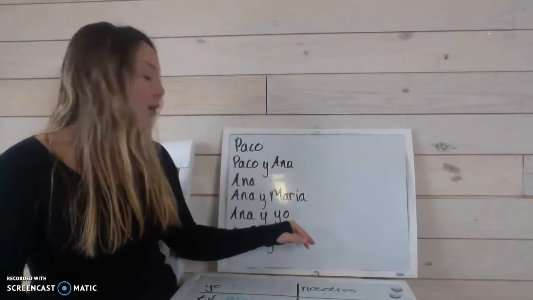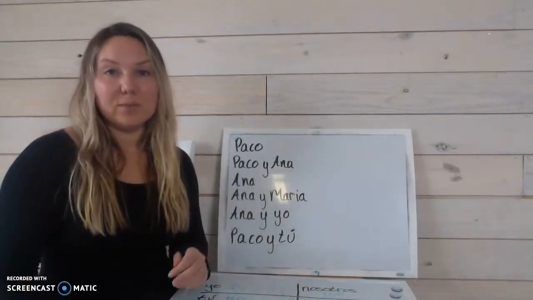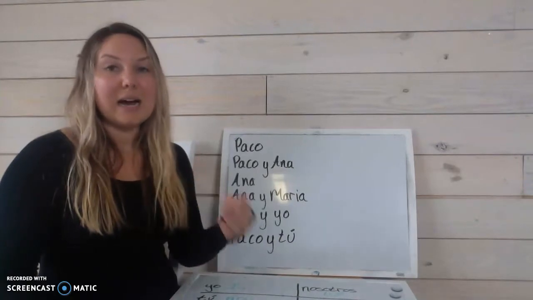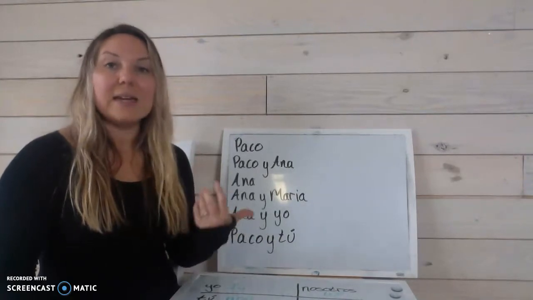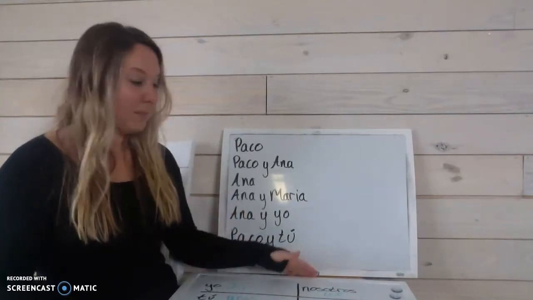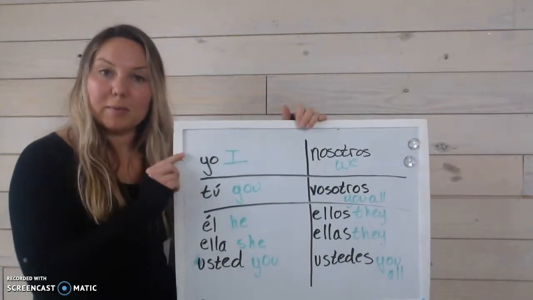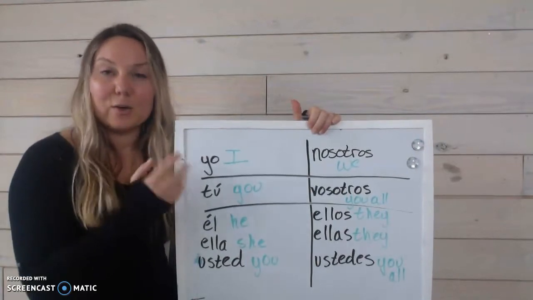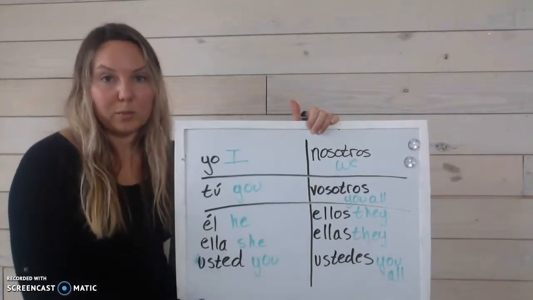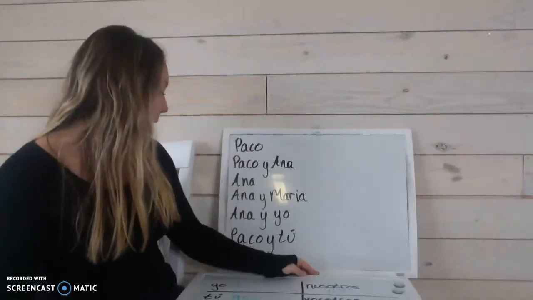Ana y yo. Think about this in English. Ana and I. Ana and I go to the store. Well, a little different, but we'll probably say we go to the store. So nosotros is what you would want to use there.